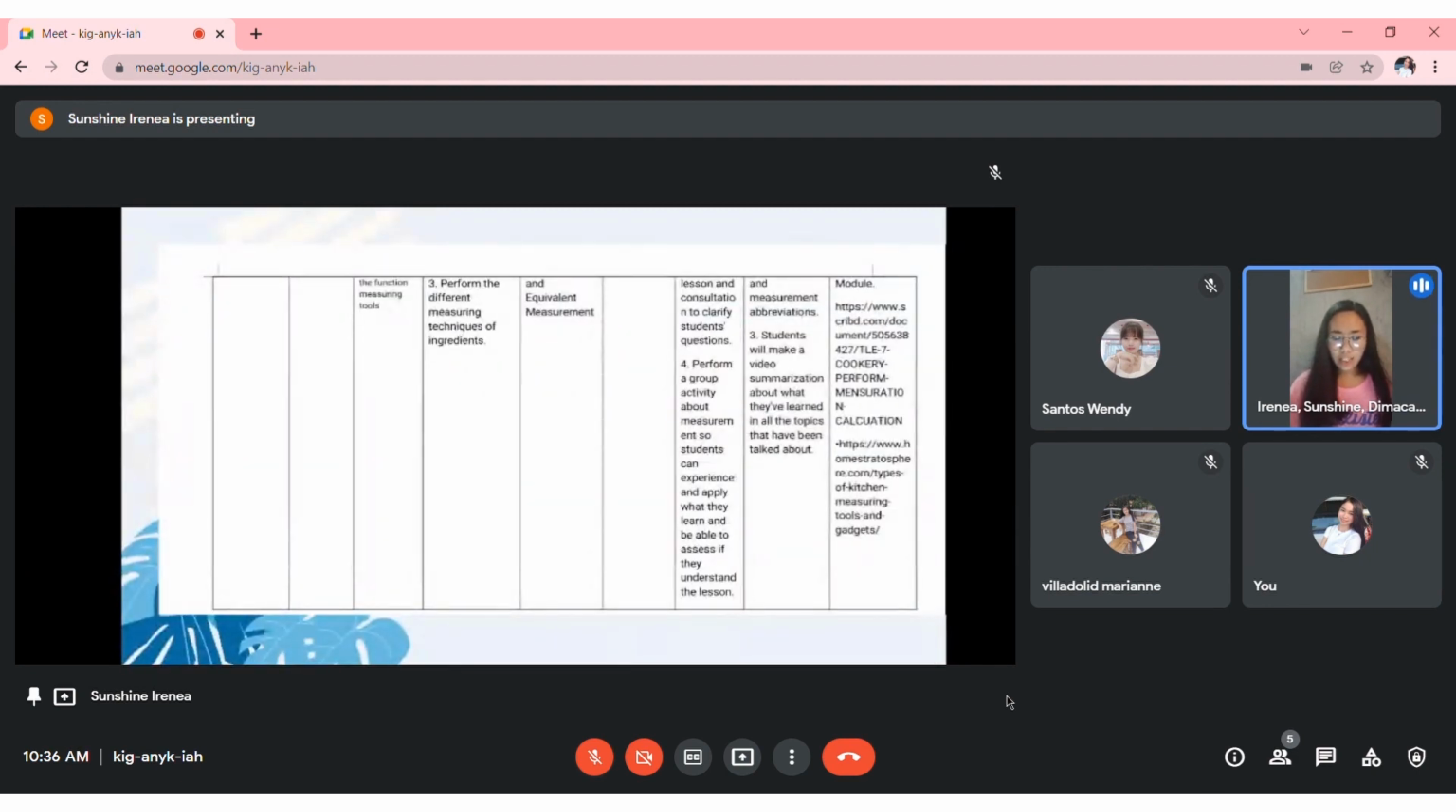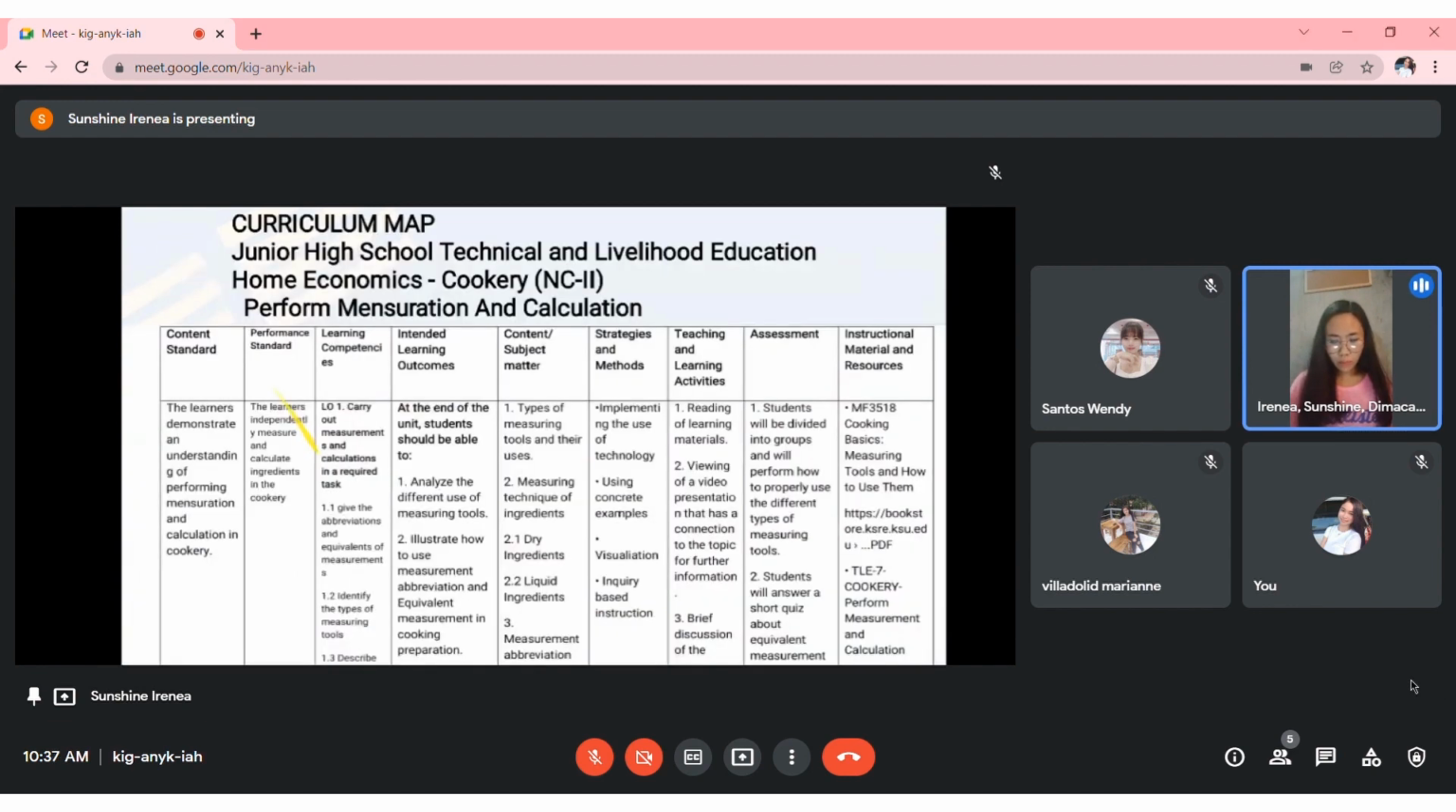And lastly, the students will make a video summarization about what they learned in all the topics that has been discussed. Because if the students really understand the topic, they will be able to summarize it using their own words. For instructional materials and resources, I put the learning materials and the reference of the book.